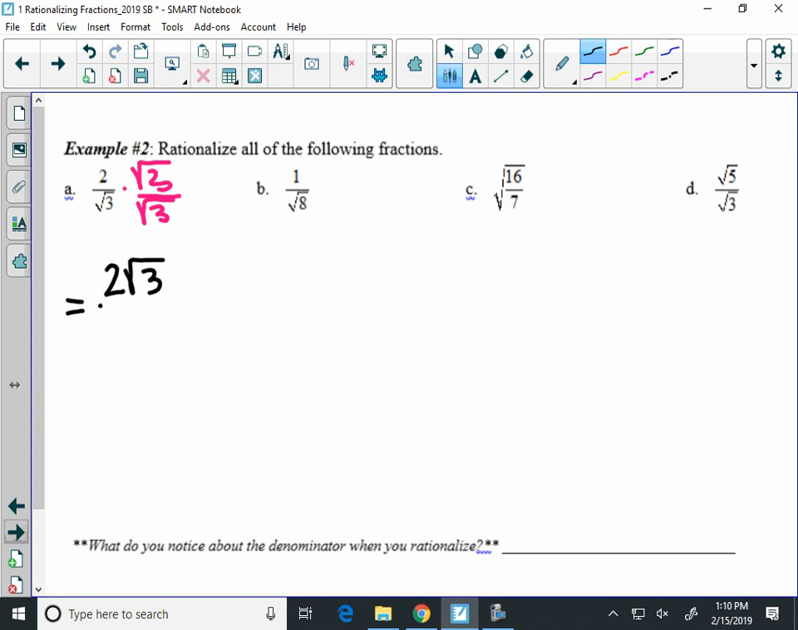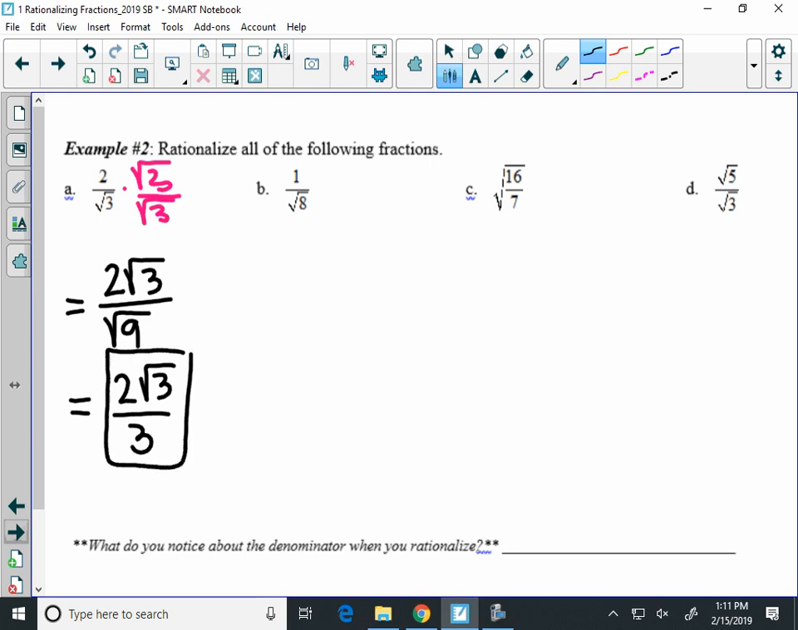2 radical 3 over radical 9. And what's radical 9? 3. So this is 2 radical 3 over 3. You'll probably start to see a pattern here in a minute, but we'll talk about it after the next two. All right, so the equivalent form is 2 radical 3 over 3.